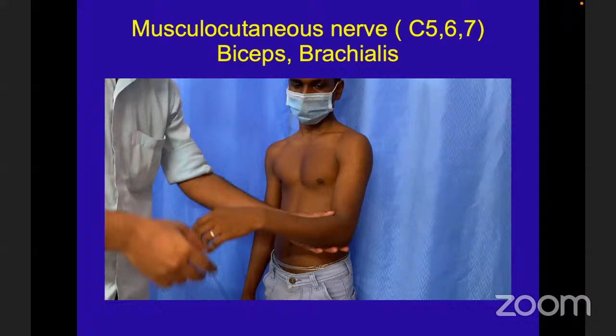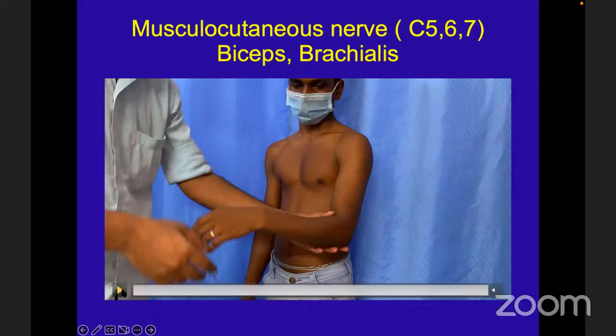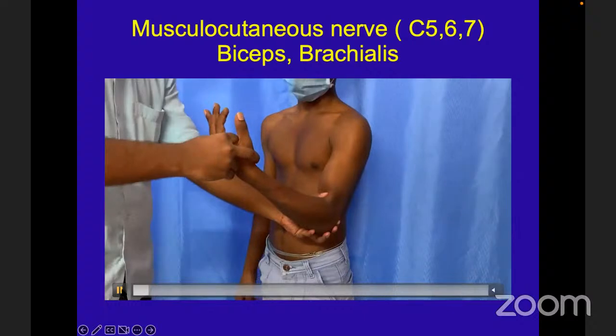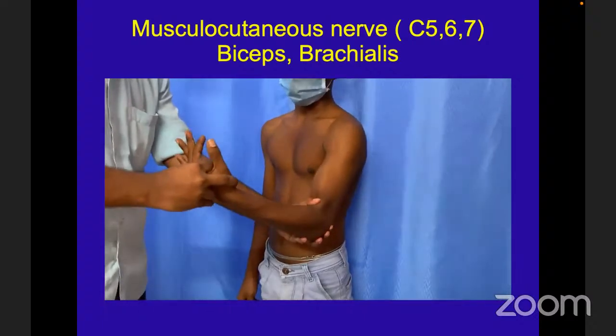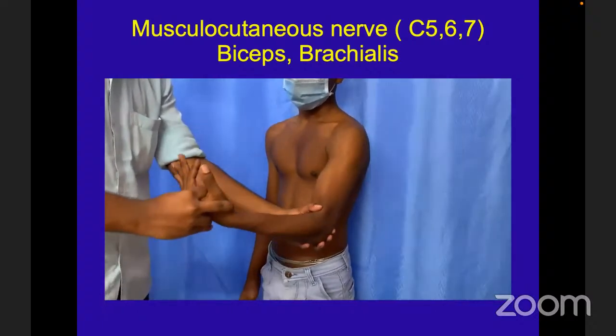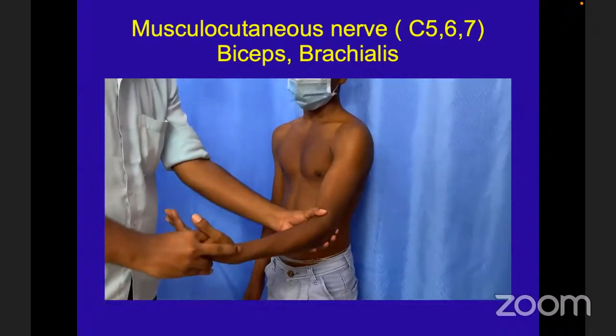One simple example is the musculocutaneous nerve. It supplies the biceps and the coracobrachialis. So the examiner might want to know how you differentiate how to check for the biceps and how to check for the coracobrachialis or the brachialis. It is difficult to differentiate between biceps and coracobrachialis, but you can check the brachialis.